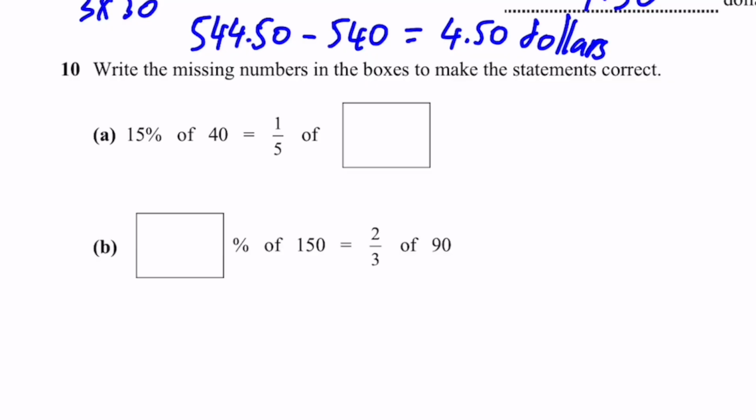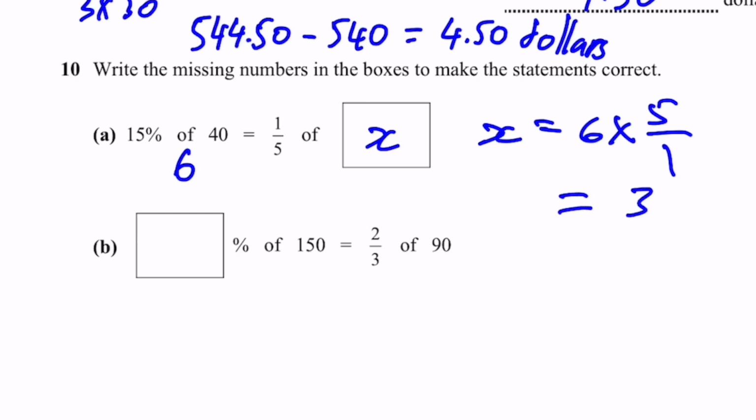Question 10. Write the missing numbers in the boxes to make the statements correct. A. 15% of 40 is 1/5 of dash. First, 15% of 40 is 6. And 6 is 1/5 of dash. When you multiply something by 1/5, we'll name it x, we get 6. That means x is equal to 6 times 5/1, which is equal to 30. Therefore, we can write 30 here.